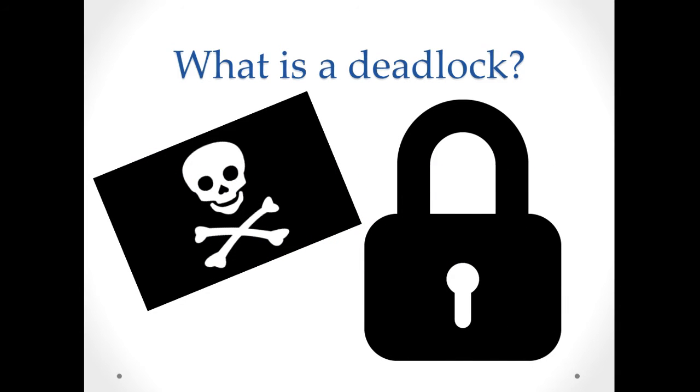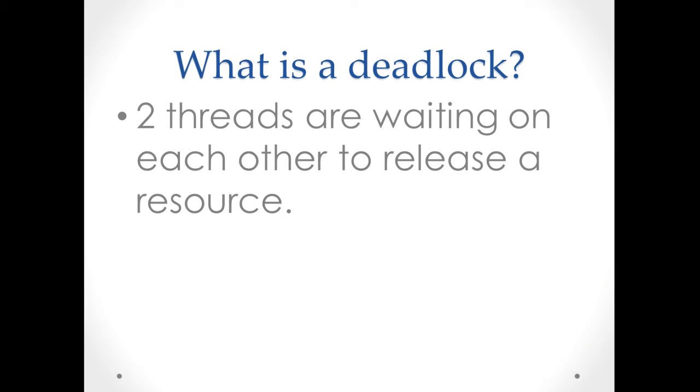So the first question you want to ask yourself is, what is a deadlock? Now, a deadlock is basically two threads that are waiting on each other to release a resource. So you pretty much just have to think of a deadlock as two threads. Let's say we have thread 1 and thread 2. And whenever you run, those threads are going to be acquiring a lock on a resource.